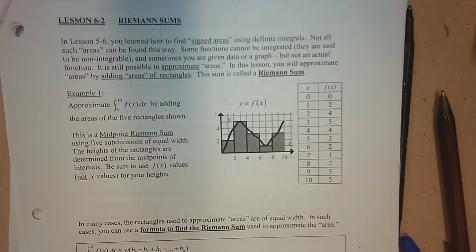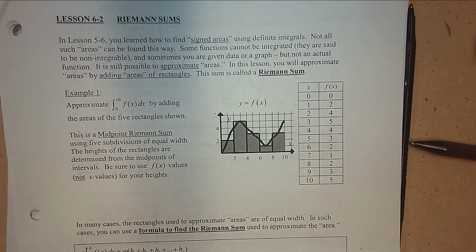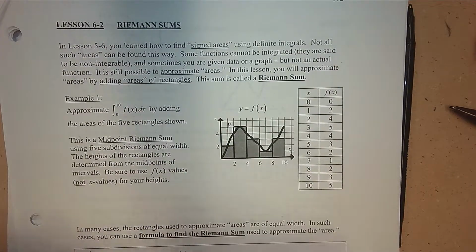All right, Mr. G Math, coming at you live from 7202. This is Lesson 6.2, Riemann Sums.